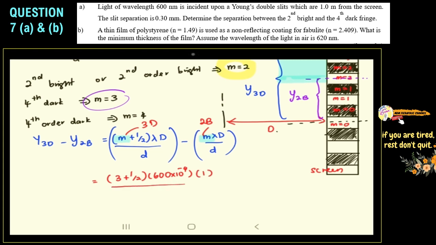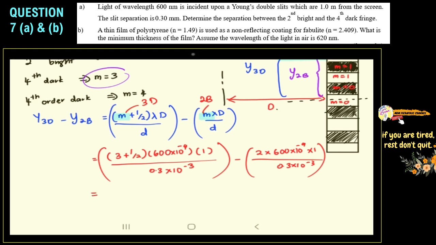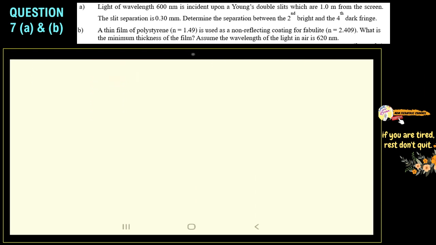Okay, D is 1 and small d is 0.3 exponent negative 3 minus 2 times 600 negative 9. Okay, it can fit. Erase a bit. Okay, times 1 over 0.3 exponent negative 3. Alright. Therefore, the answer is equal to, you calculate, 3 exponent negative 3 meter. Okay, so this is the answer.